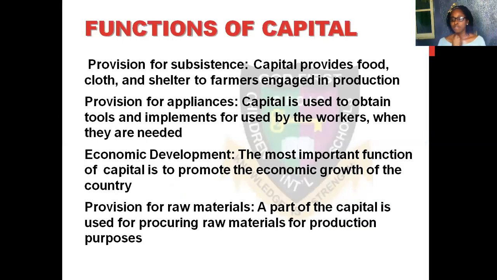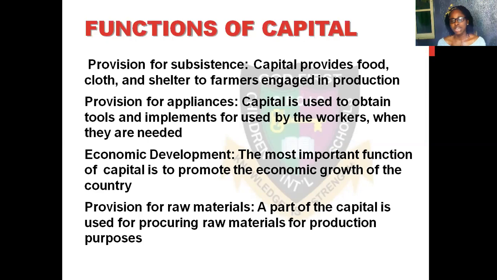Functions of capital. One, provision for subsistence. Capital provides food, clothes, and shelter to farmers engaged in production. Provision for subsistence. Capital provides food for farmers. Capital provides the clothes and the shelter to farmers that engage in the production.